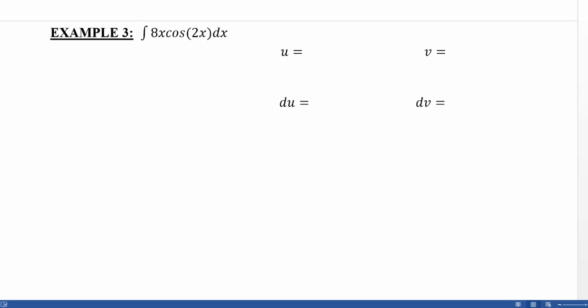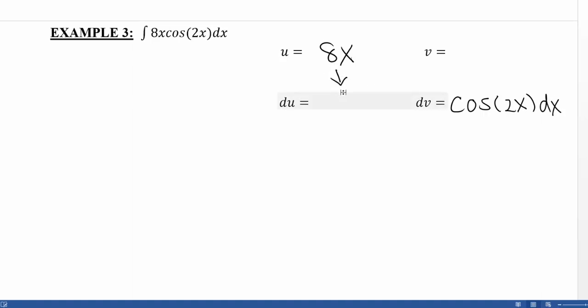So my two functions are 8x and cosine of 2x. Again, we want to pick our u to be something that becomes simpler when you take the derivative. The derivative of 8x is going to be 8. The derivative of cosine is going to be negative sine, right, with a chain rule. So sine is definitely not easier than cosine. They're equivalent. So that means the term that gets easier when you take the derivative is 8x. So that's going to be my u. So my u here is 8x, which means my dv is everything else, which is cosine 2x dx.